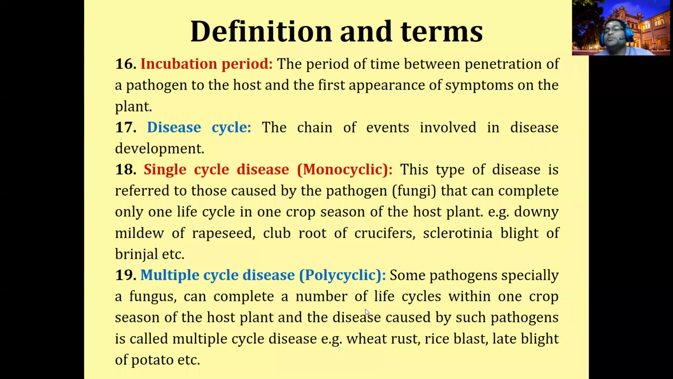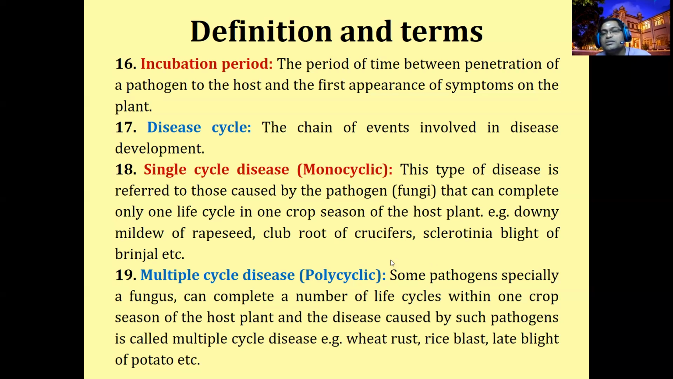And multiple cycle means, within one season, for example in rice, the same rice blast can complete the life cycle 3 to 4 times. For example, rice blast, blight, rust. So those pathogens can complete a life cycle more than one time in one crop season. That's what we call a multiple cycle.